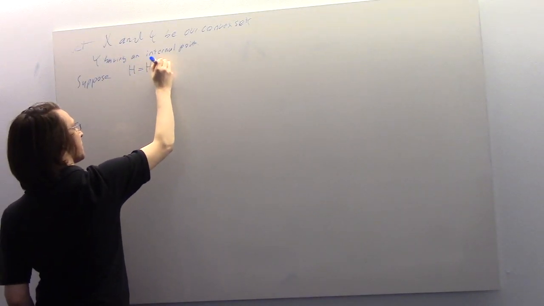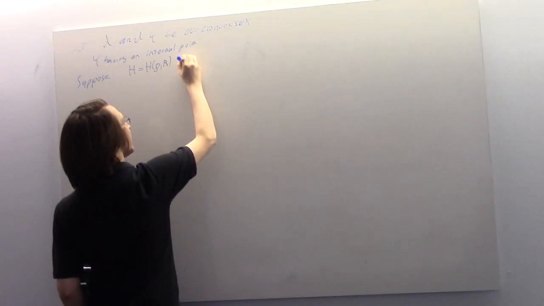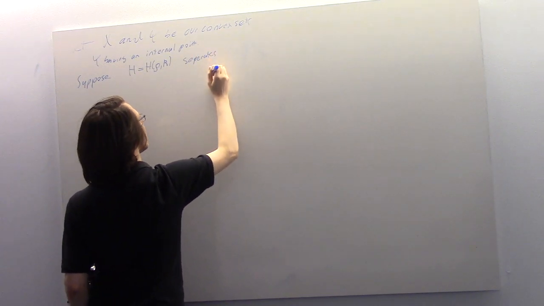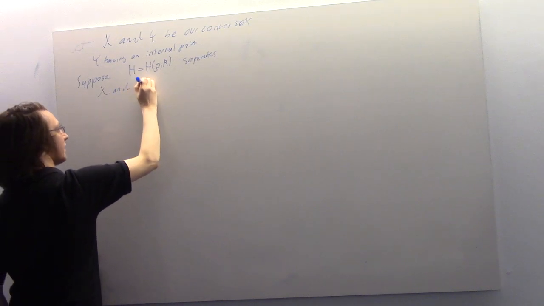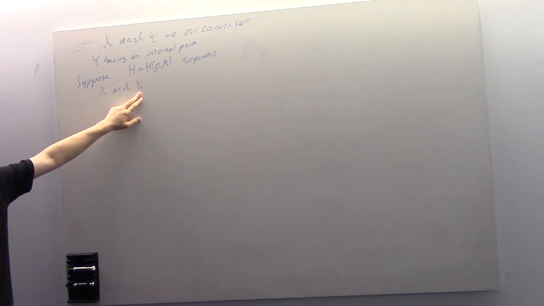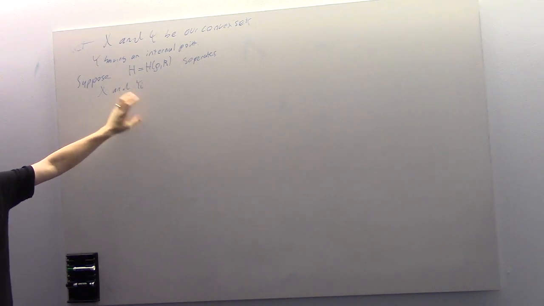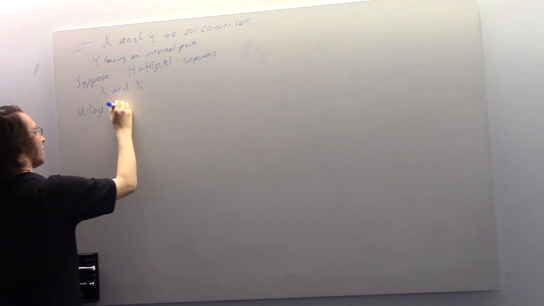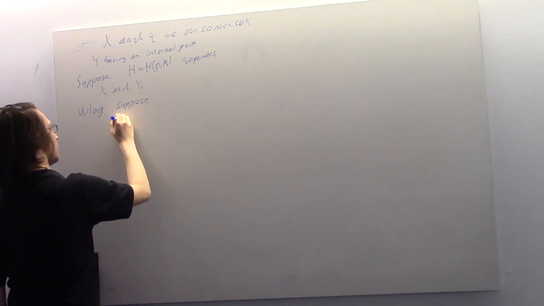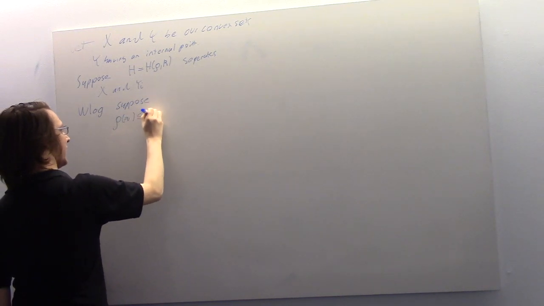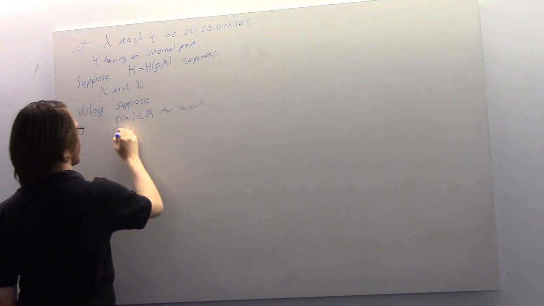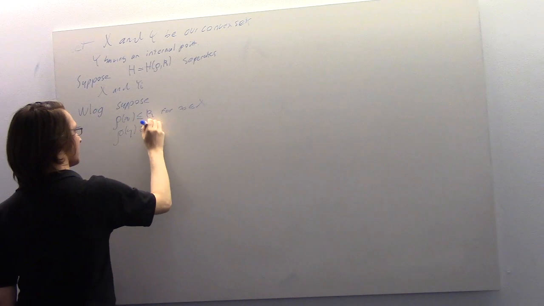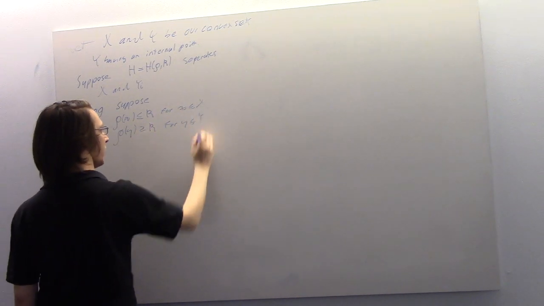Now, suppose H, which is going to equal, remember, it depends on rho and some real number k, separates X and Yi. So first we're going to suppose it separates Yi from X, but not necessarily Y from X. We can, without loss of generality, suppose rho of x is less than or equal to k for x in X. Rho of y is greater than or equal to k for y an element of Yi.